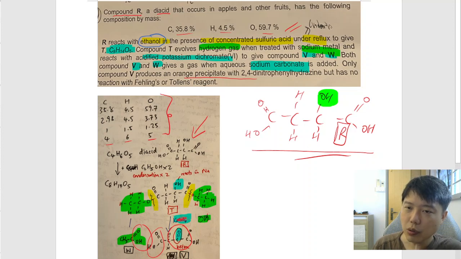If you think about it, there's only 4 carbons. There's limited ways for you to play around with the structure. So this kind of question, you should be able to get the answer maybe within 3 to 4 minutes.